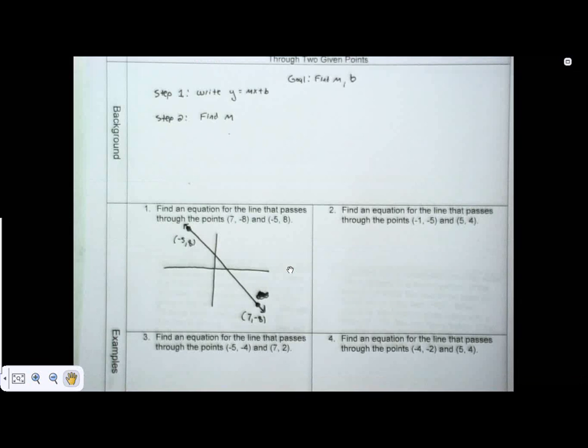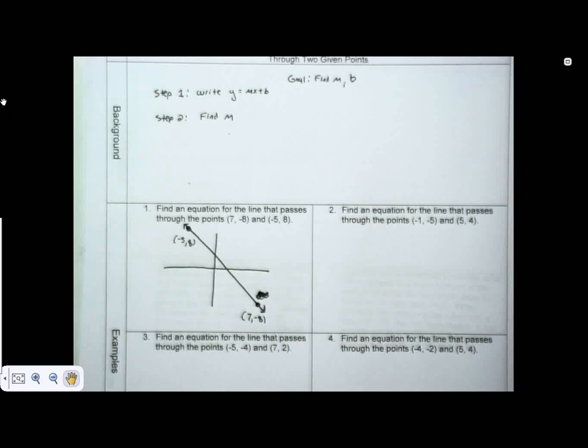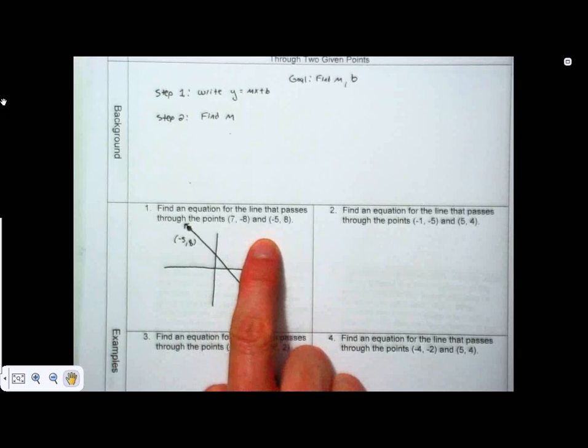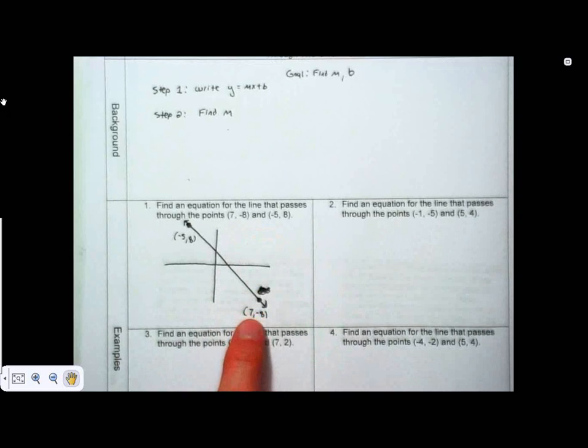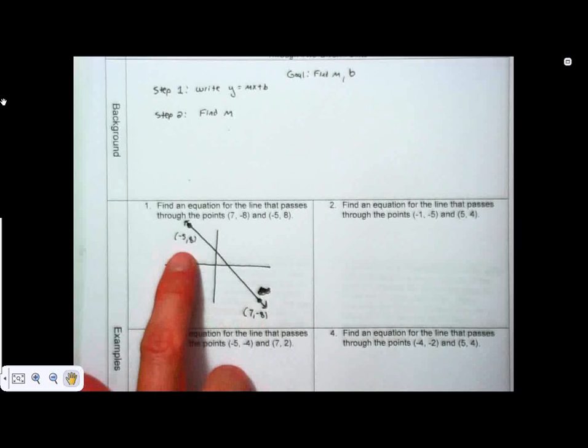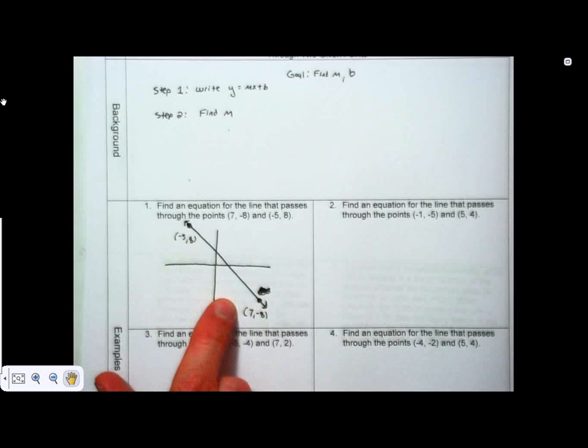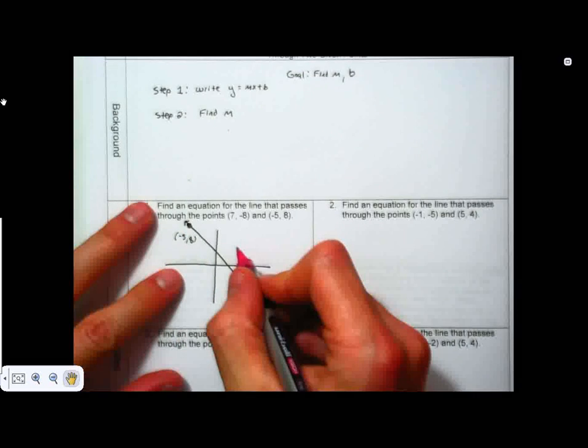Welcome. In this video, we'll be taking a look at how to write the equation of a line through two given points. So let's take a look at number 1 as an example. For number 1, we're supposed to find the equation of the line through the points (7, -8) and (-5, 8). I've plotted those 2 points and drawn the line that goes through them. Basically, our goal is to figure out the equation of this line.